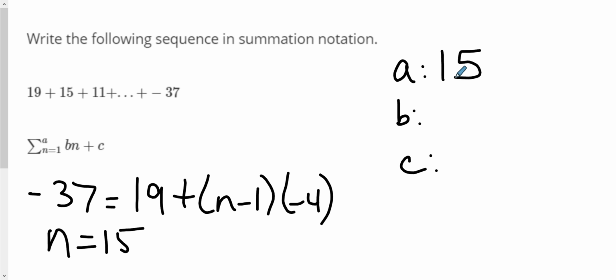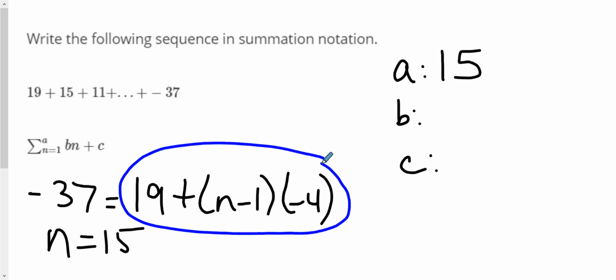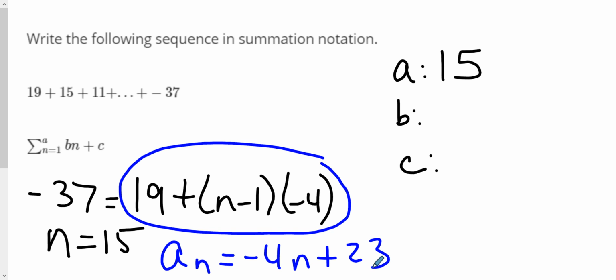Then all I need to do to find B and C is just simplify this right side here. When you simplify it, you get a sub n, which is equal to negative 4n plus 23. So if I look at this, I'll notice that my B value will be negative 4, and my C value will be 23.